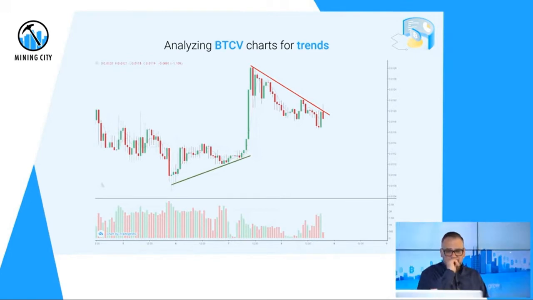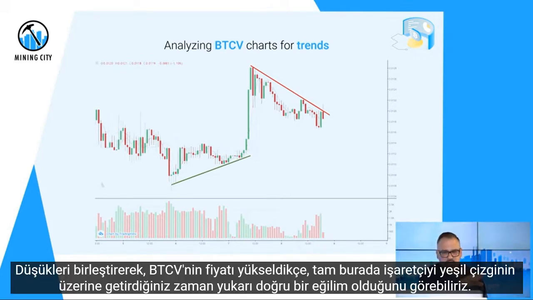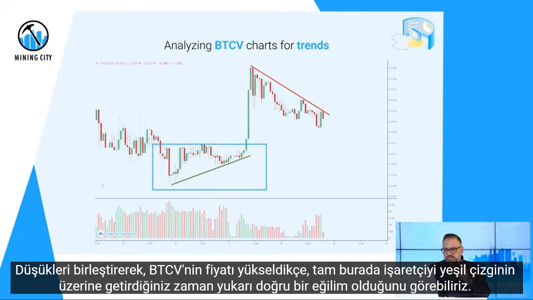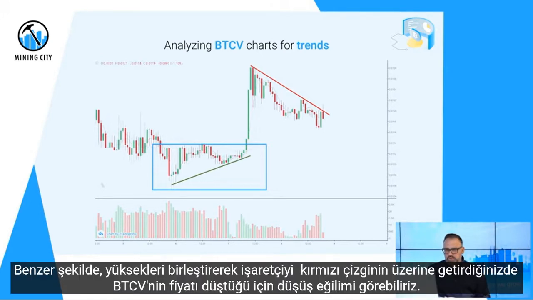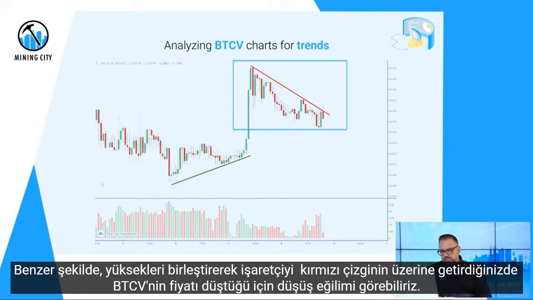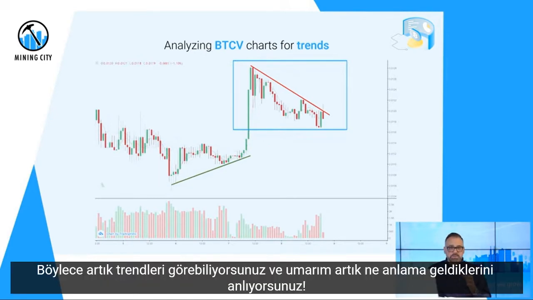We can see that by connecting the lows, right here, there is an upward trend, as you can see the price of BTC rises. And in a similar way, by connecting the highs, the red line over here, we can see a downward trend as the price of Bitcoin Vault drops. So now you can see the trends, and I hope that you understand what they are.